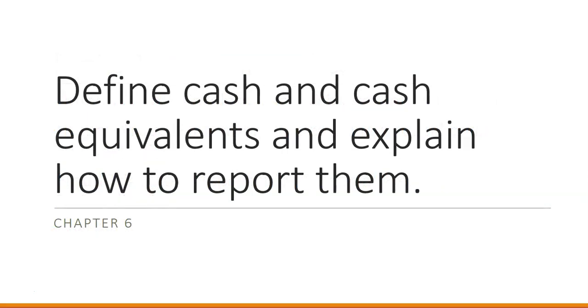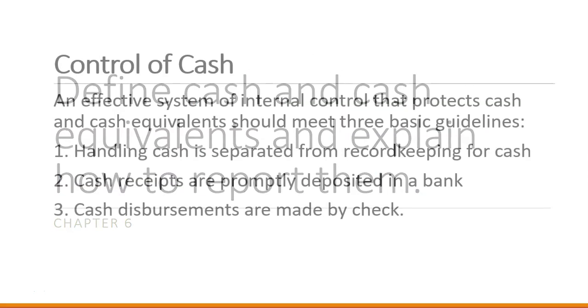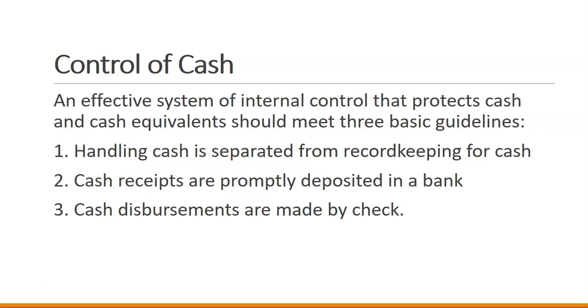Next, we're going to talk about cash and cash equivalents. So cash. We should have an effective system of internal control that protects both our cash and cash equivalents. We should have 3 basic guidelines on those. Handling cash is separated from the record keeping for cash. Cash receipts are promptly deposited in a bank, and cash disbursements are made by check. So anytime that cash goes out, we do that as a direct withdrawal or with a physical check. This way, there is a record of that cash disbursement.